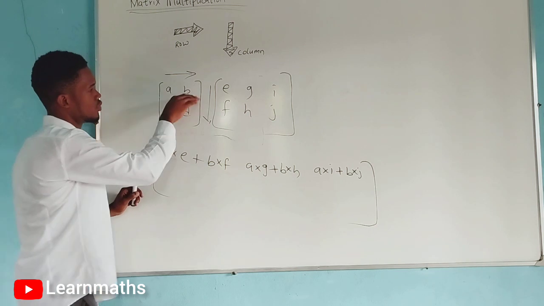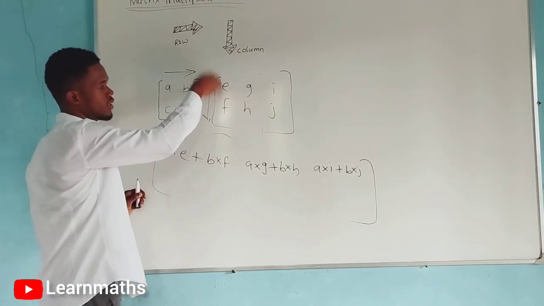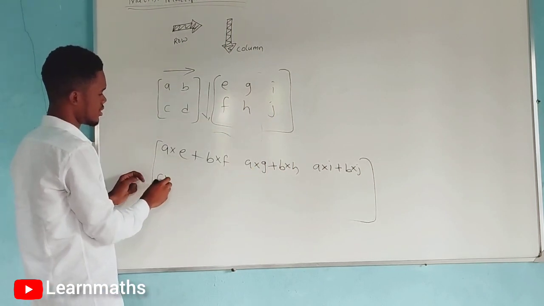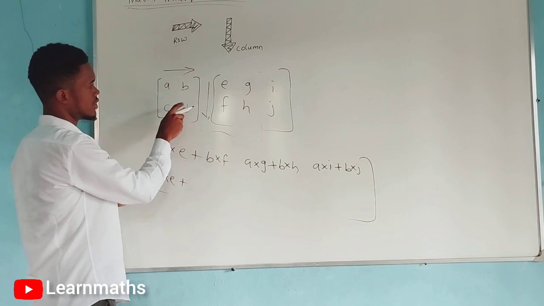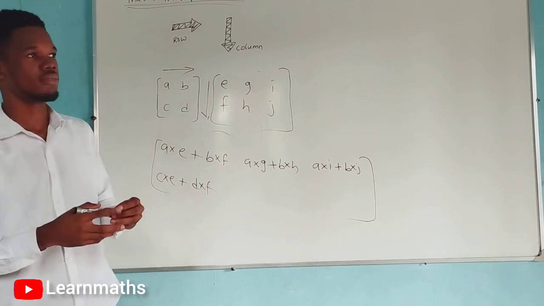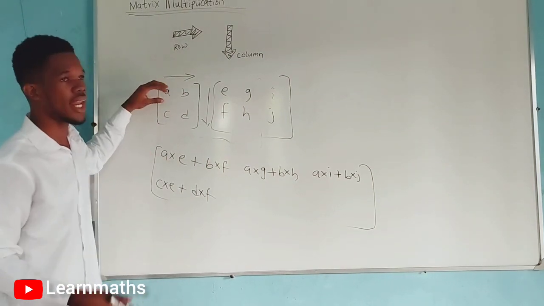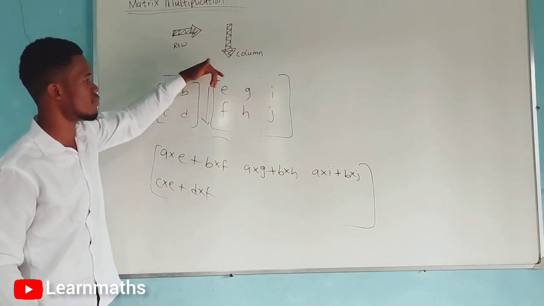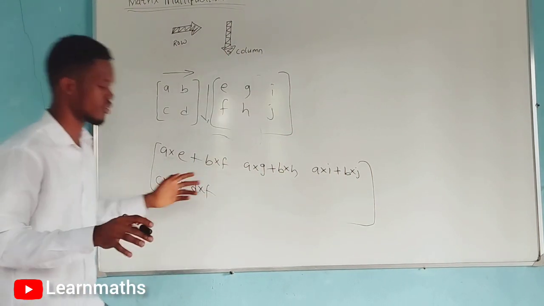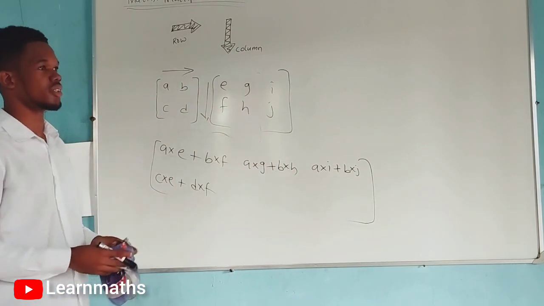After using the first row to multiply all the columns here, you can now use the second row to multiply the columns there. So this is going to be C times E plus D times F. Okay, so you get the point I'm trying to make here, right? The number of elements on the row should be equal to the number of elements on every column for the two matrices to be computable for multiplication, right?